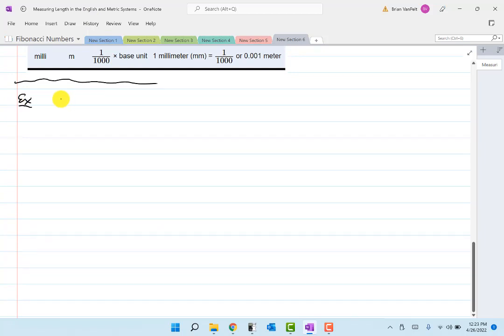Next, let's convert 73 hectometers to millimeters. So I'll have 73 hectometers. Now, there's nothing in this table that directly connects hectometers to millimeters. I have to go through meters to do it first.